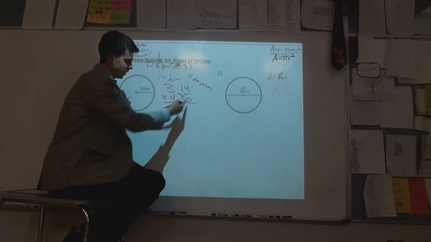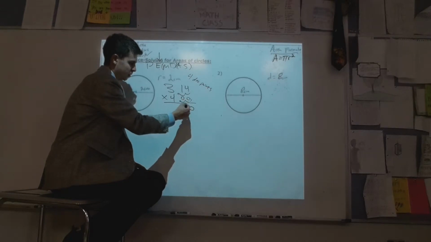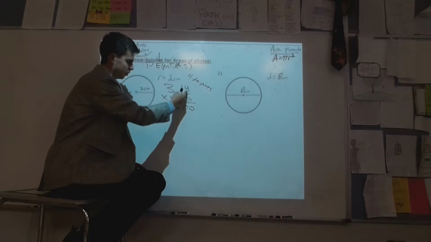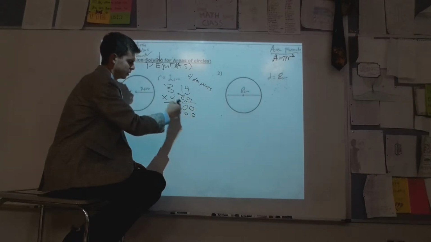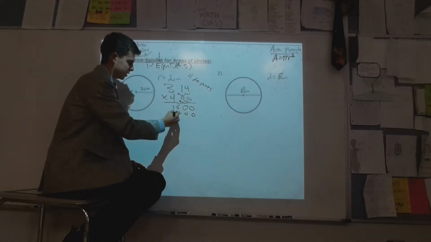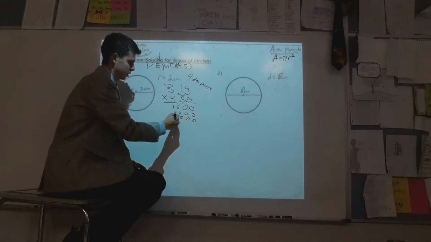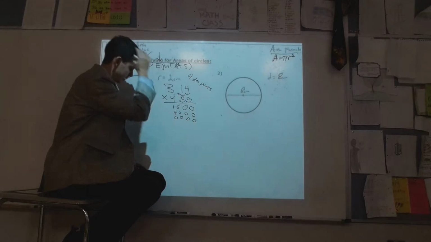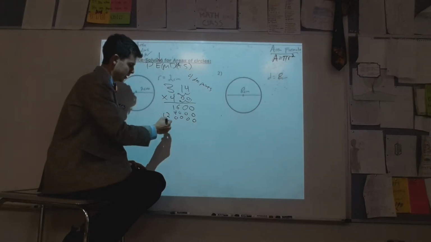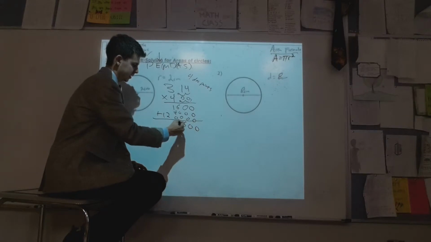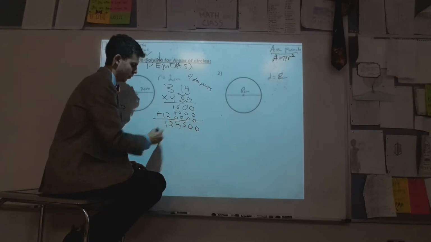I do the 4, there's 2 placeholders here, the 2 zeros, and then 4 times 4 is 16. Now there's 1, 2, 3 placeholders. 4 times 1 is 4. 1, 2, 3, 4 placeholders. And 4 times 3 is 12. So I'm going to add all these up. 0, 0, 6, 5, 2, and 1.